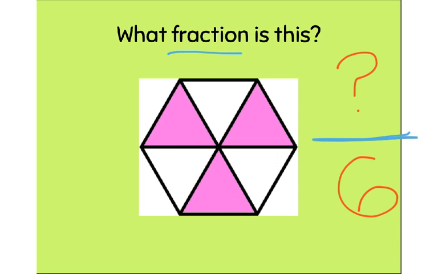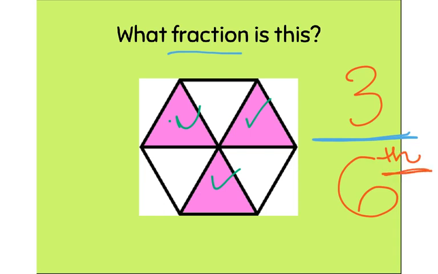If I go back and count, I can see that there are 1, 2, 3 equal parts shaded pink. So there are 3 out of 6, or we would say 3/6. Remember with fractions where we're talking equal parts, we have that TH sound at the end of many of our numbers. Let's try it with another one.